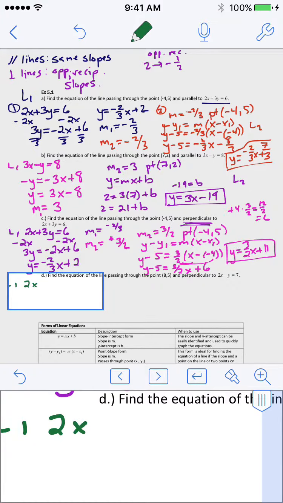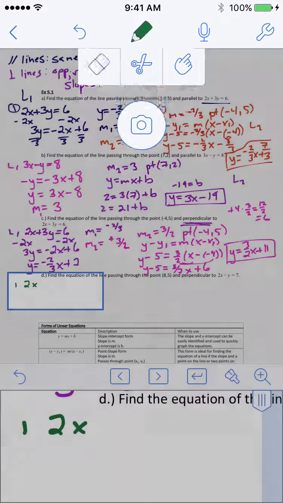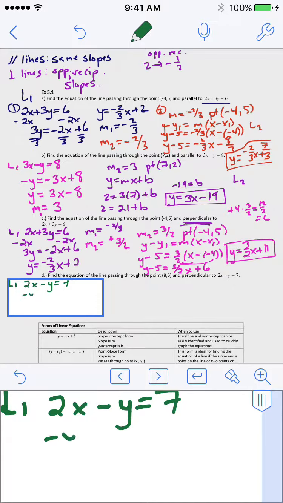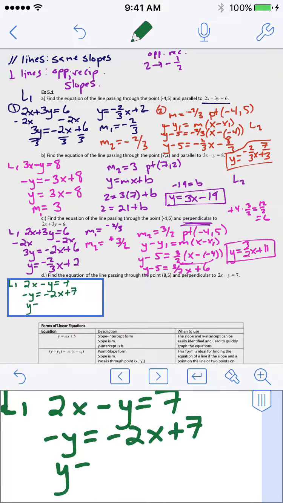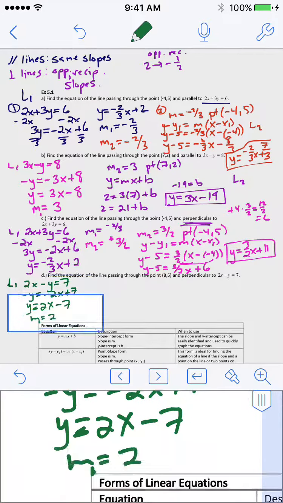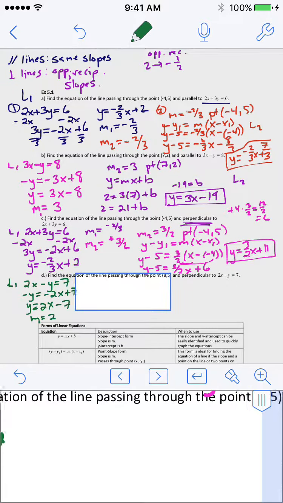Okay, let's get rid of this. Line 1 is 2x minus y equals 7. Got to rearrange that to find my slope. So negative y is equal to negative 2x plus 7. Divide by negative 1, you get y equals 2x minus 7. So m is equal to 2, m1. That first slope on the first line is equal to 2.